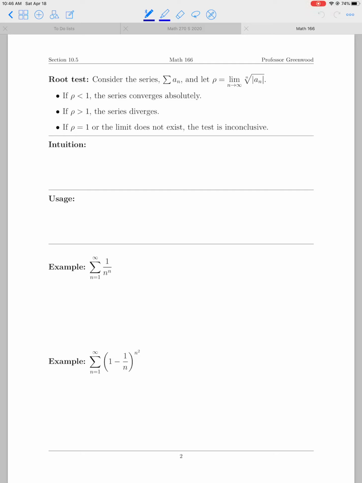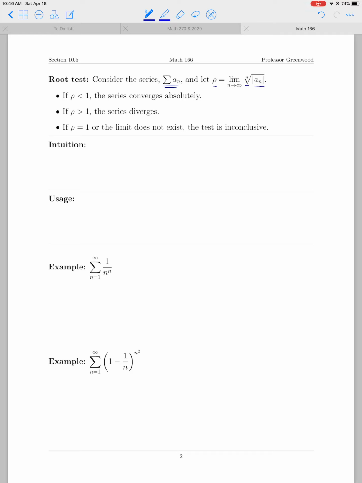The other new test for today is the root test. It actually has the same framework as the ratio test. It's just that the limit that we look at is a little bit different. And so again, we're going to look at the series a sub n, and this time we're going to let rho be equal to the limit of the nth root of the absolute value of a sub n.